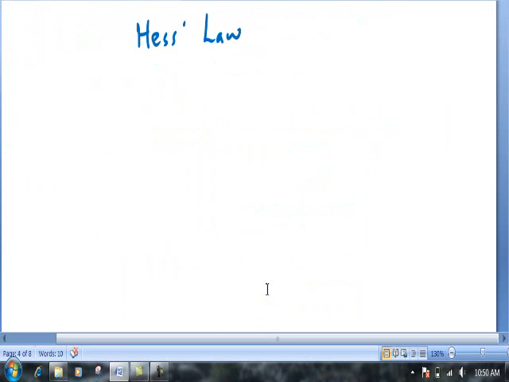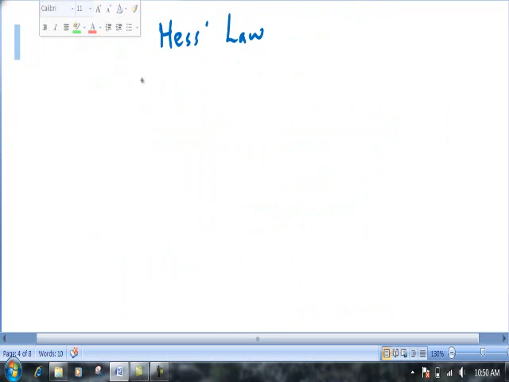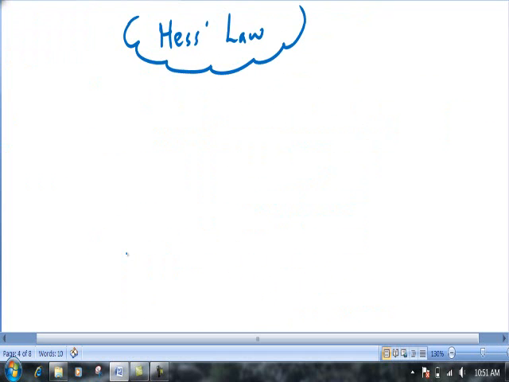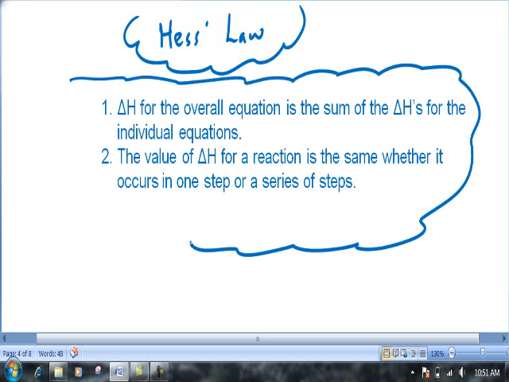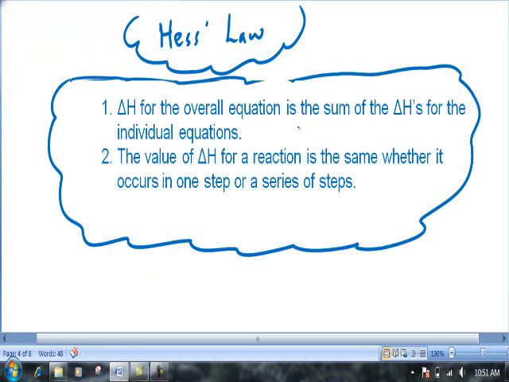The last component of our lab exercise is concerning Hess's Law, which has to do with additivity of heats or enthalpies of reaction. What Hess's Law tells us is two things are true. One, the enthalpy of reaction of an overall equation is the sum of the individual enthalpies of reaction of individual equations that may be combined.